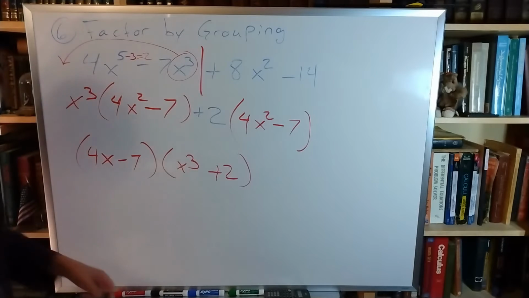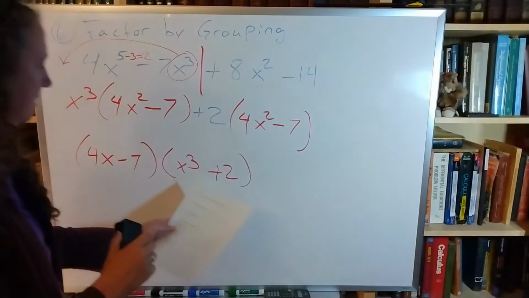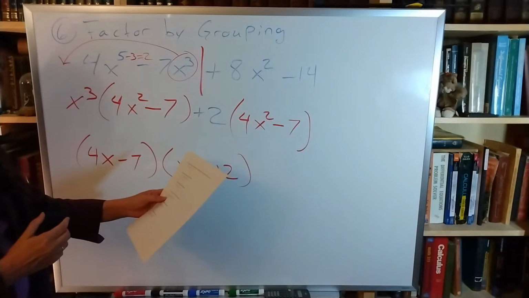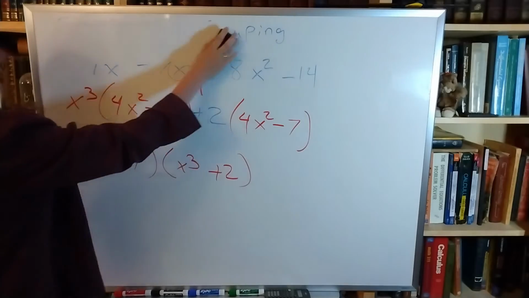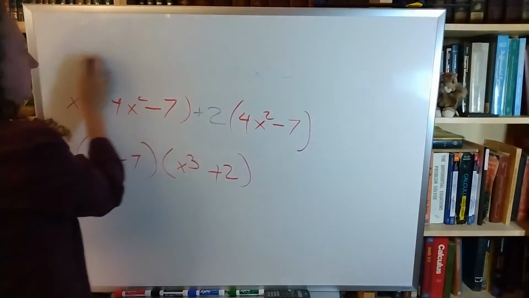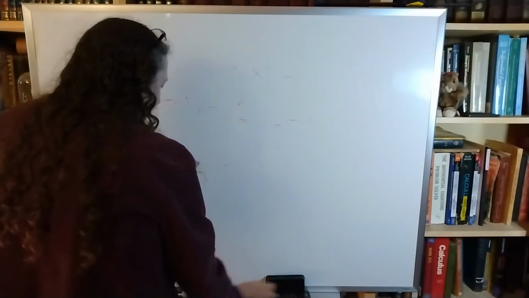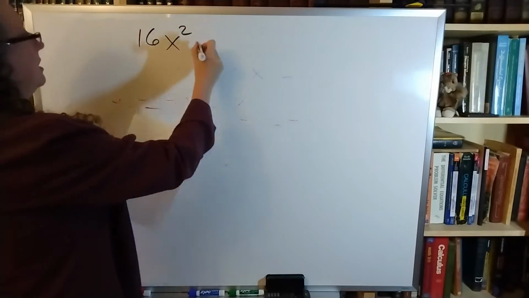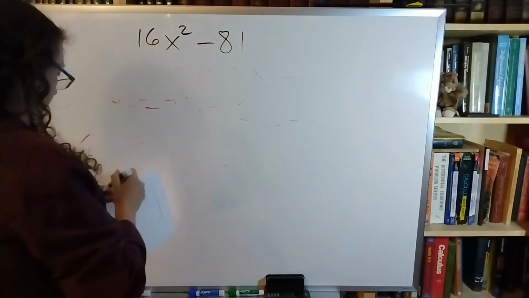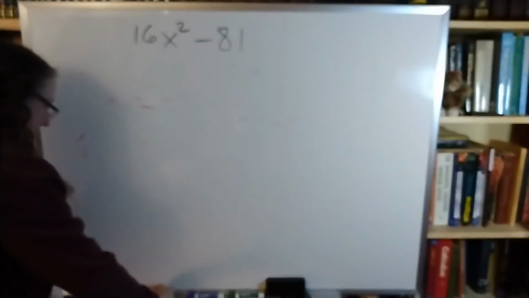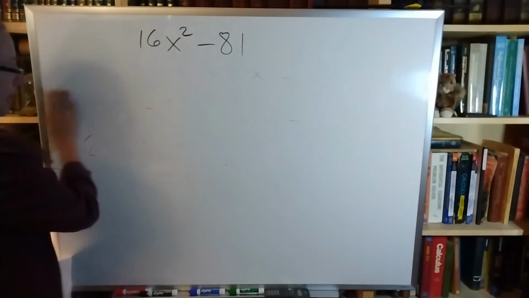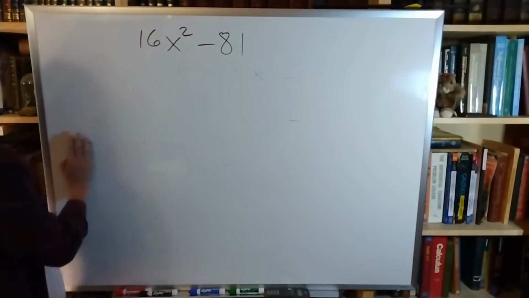Moving on to question number 7. Factor the binomial completely. So the binomial we are being asked to factor is 16x squared minus 81. And you can think about that while I erase the board.